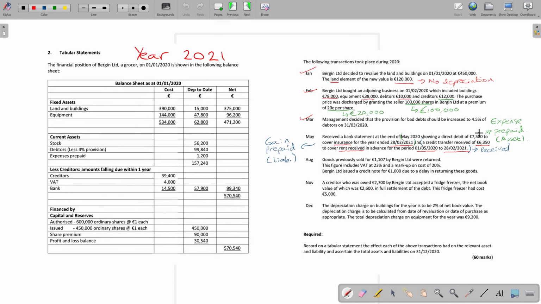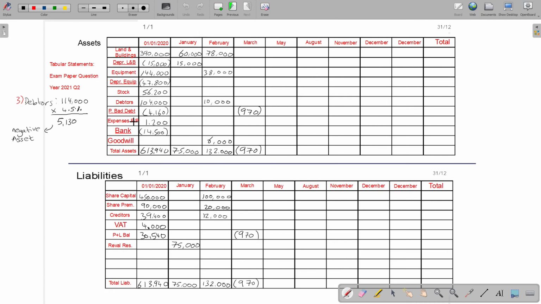So what we're going to do is only use the figures given to us in the month we received the bank statement. So in May, we're only worried about 7,500 and 6,350. In our expenses prepaid, it's going to be an asset worth 7,500. And it's going to be positive because the insurance company, if you want to think about it, owes us the money. We gave it to them to hold until we've used it up, until the very end of February 2021.